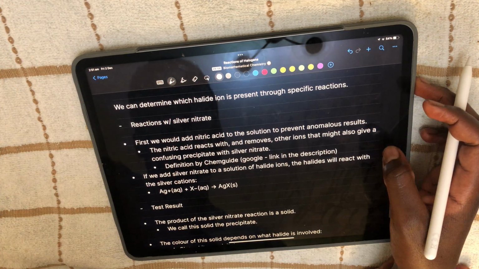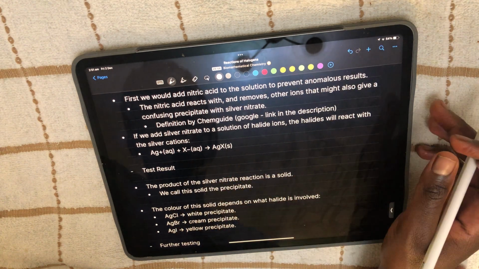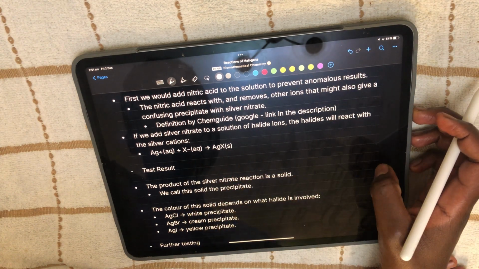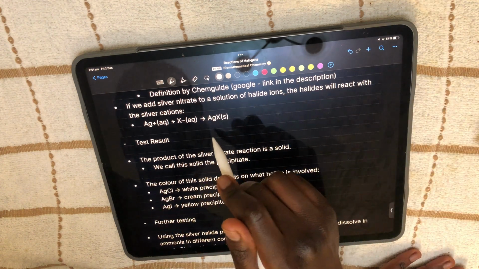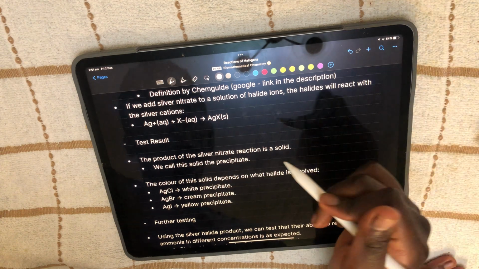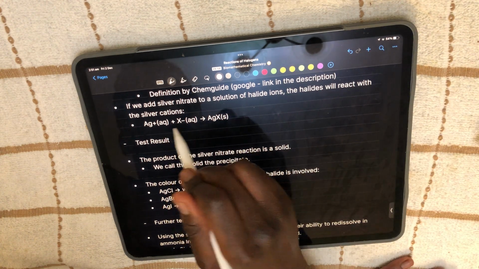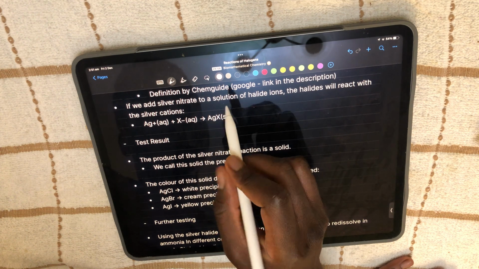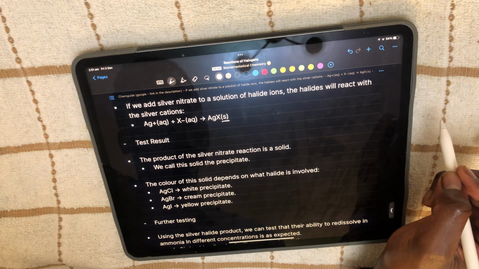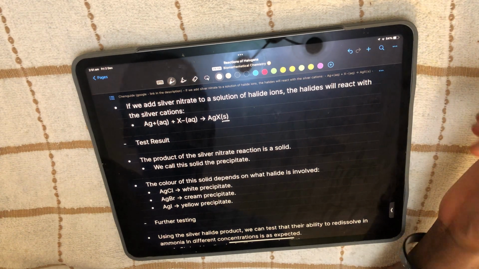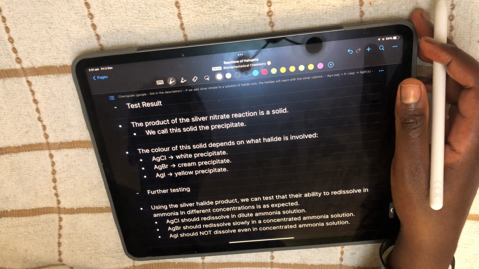So after we do that, we add silver nitrate to a solution of halide ions, and the halides will react with the silver cations. So you have Ag+, X-. The X- represents the halide, to form AgX solid. So this is an aqueous solution to form a precipitate here. The precipitate is shown by this little mini s here, because it's a solid, right? Test results. So the product of the silver nitrate reaction is a solid.